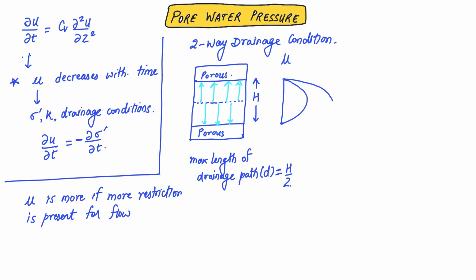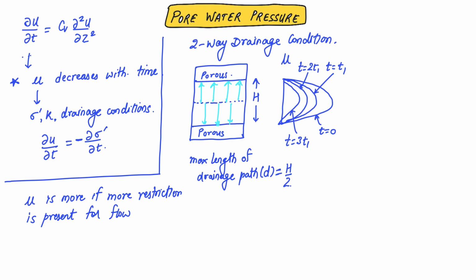So let us suppose that originally at a time t equals 0, you see that the pore water pressure is varying something like this, then after some time this pore water pressure will decrease. So this is the graph for t equals t1, and again after some more time, let us suppose at time t equals 2t1, you will see that the pore water pressure is further decreased, and it will decrease further like this after some more time. So this will be the graph for t equals 3 times t1.